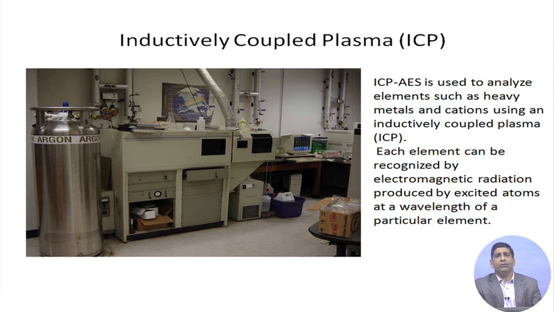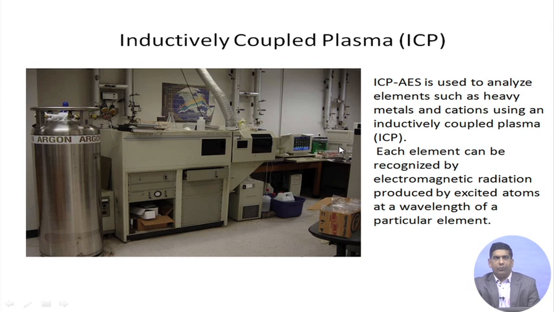Then ICP, which is very popular for heavy metals and for inorganics. Again, this particular ICP that you see over here is a pretty big machine, but if you look at the newer machines, they are becoming much smaller. There are now benchtop ICP-MS available as well, but some of the older machines were pretty big. So as you can see it over here.